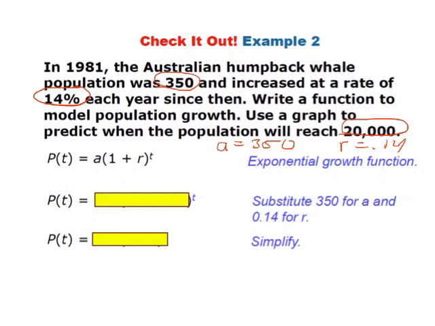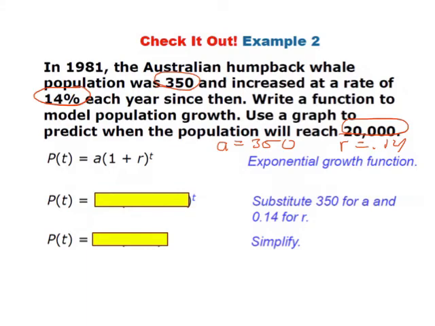So when we graph it, we're looking for an independent value that is going to be matched with the dependent value of 20,000. Okay, so go ahead and pause it, plug that in, and simplify what you can, and then go ahead and graph it and see if you can predict after how much time will the population reach 20,000.